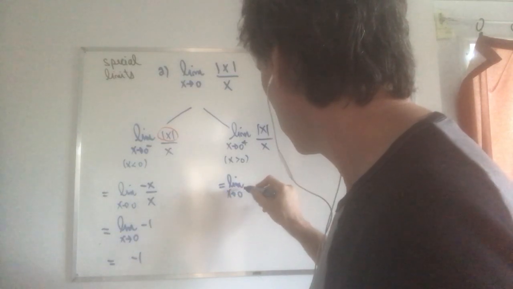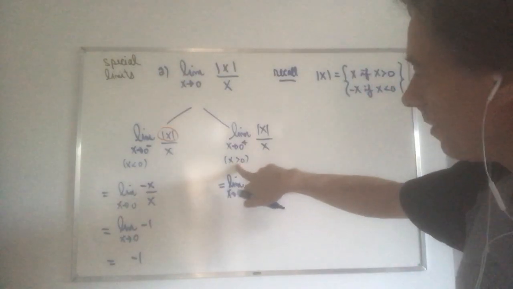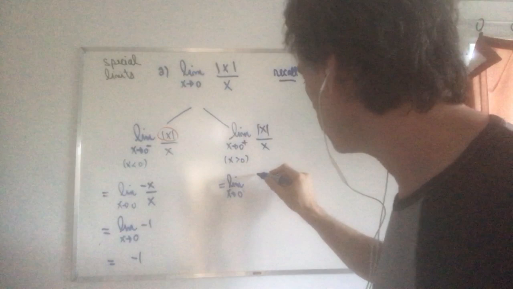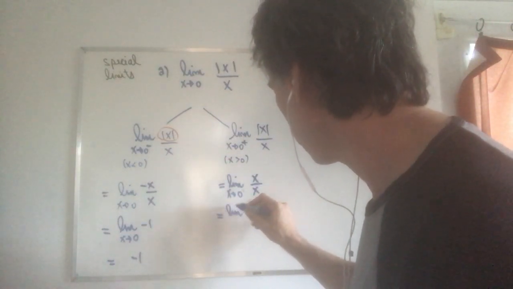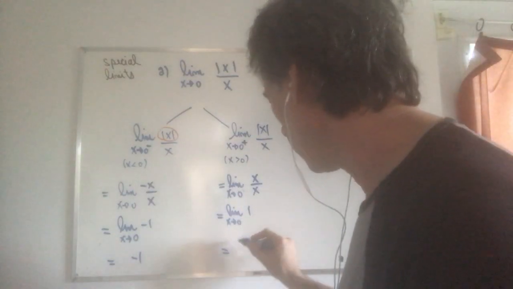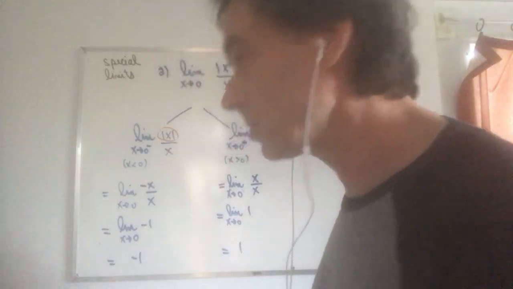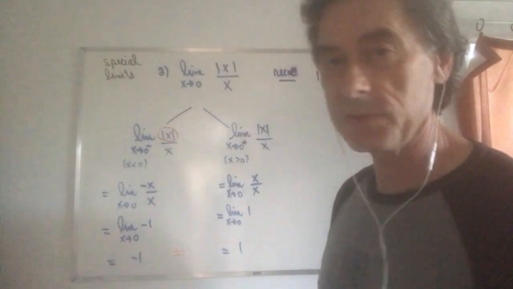Now, actually, I don't need this anymore, because I know that x is greater than 0. If I'm greater than 0, I can replace the absolute value by just x. Once again, the x's cancel. The only thing left is 1, and the limit of a constant is a constant. You will notice that these two are not equal to each other, right? Minus 1 on the left is not equal to 1 on the right.